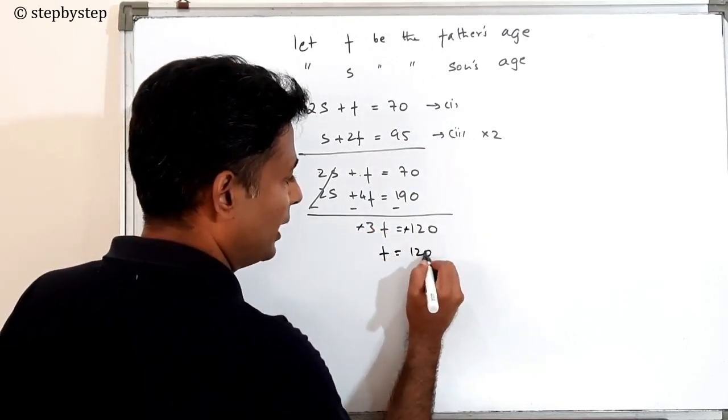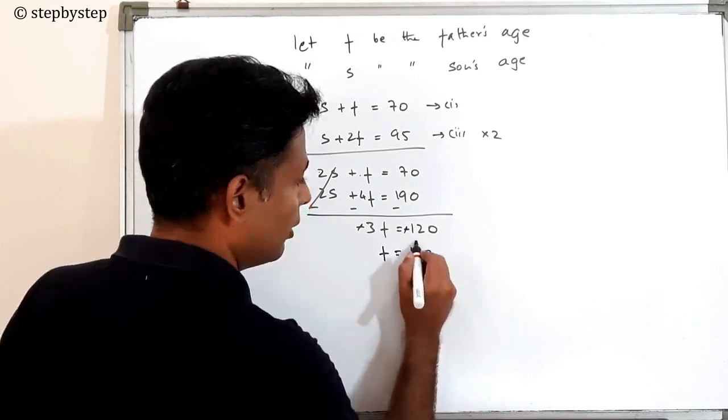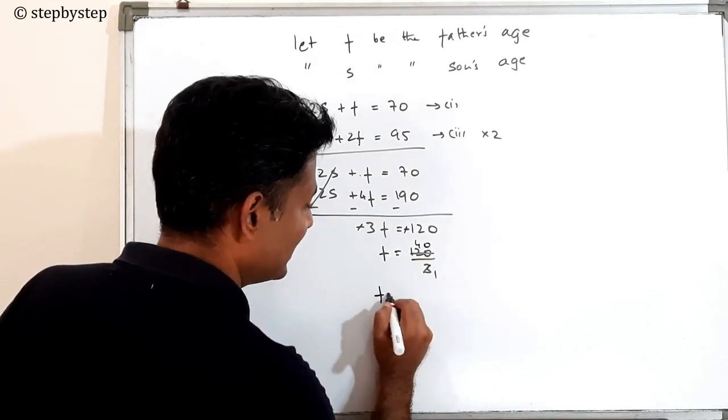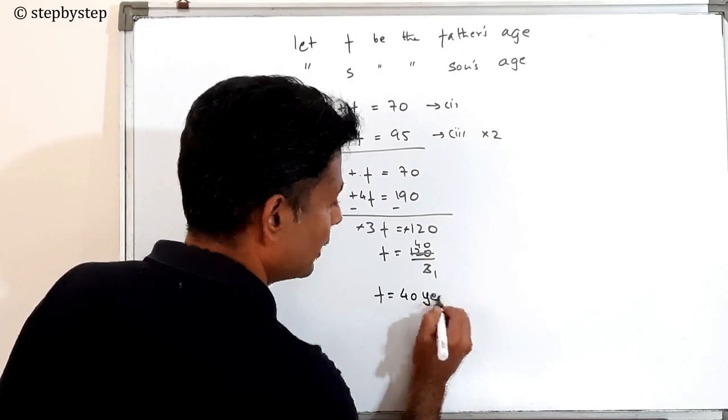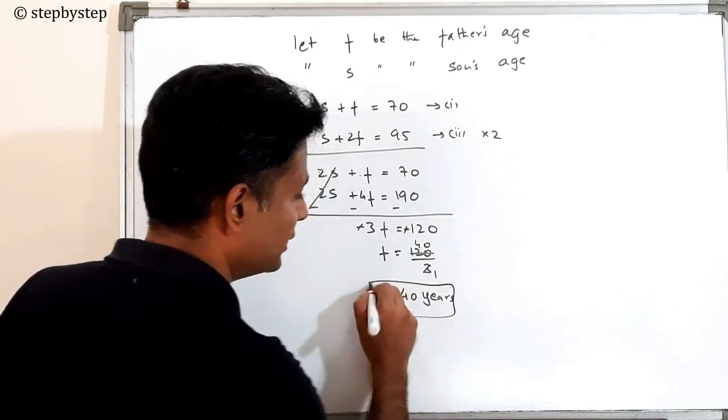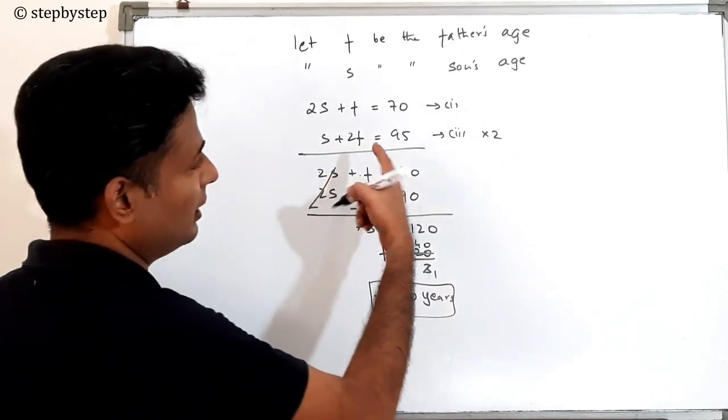F equal to 120 by 3. 3 ones are 3, 4s are 0. So father's age is 40 years. We got father's age, right? Now we find the son's age.